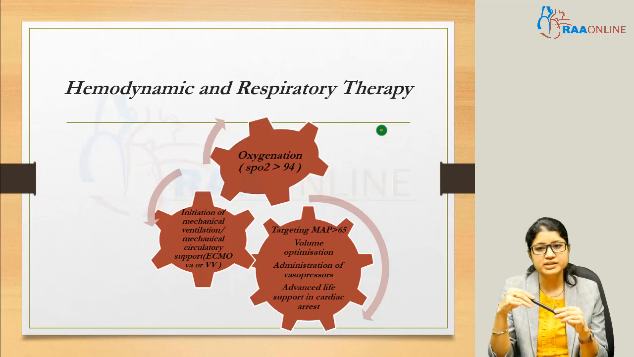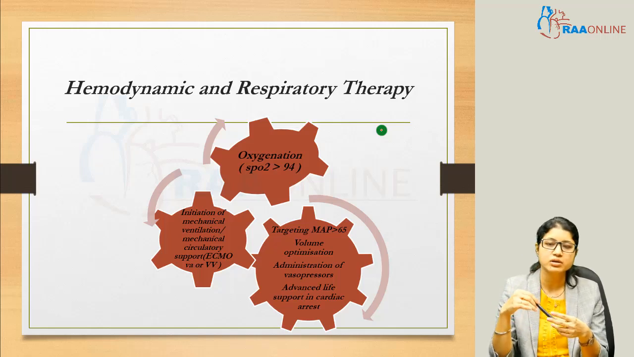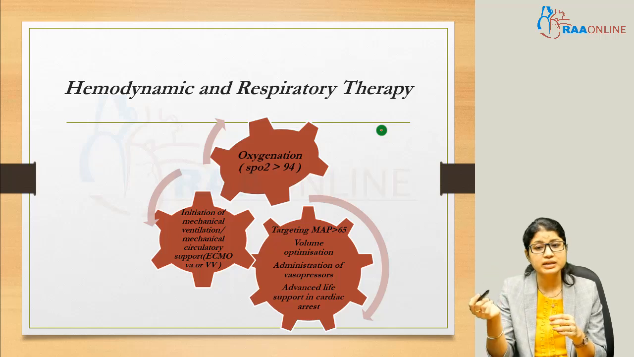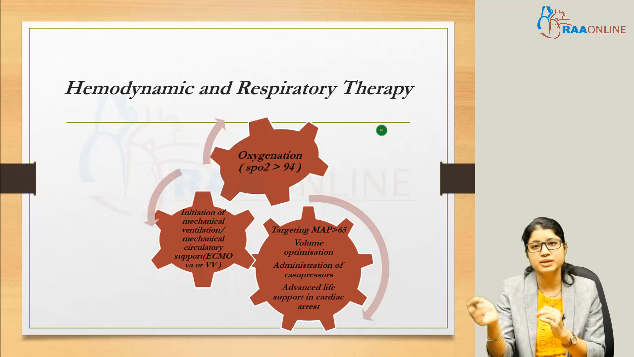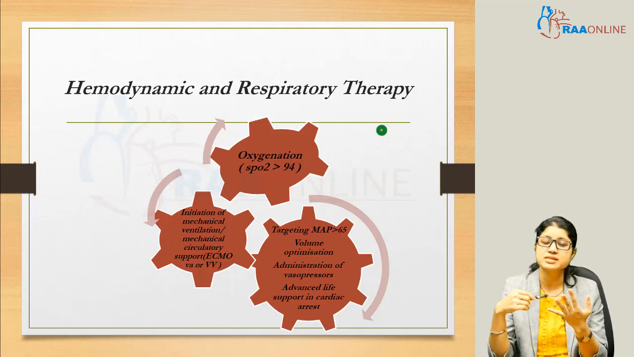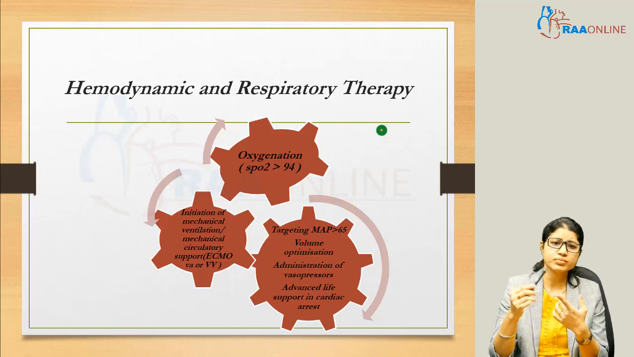Obviously, your hemodynamics and respiratory management, you target a MAP of more than 65, do a good volume optimization, start off your vasopressors, your noradrenaline, your vasopressin at an earlier stage. Even if you think like the BP is holding at 90 to 100, it is better to earlier institute the administration of these catecholamines. Then advanced life support, obviously, in cases of cardiac arrest.